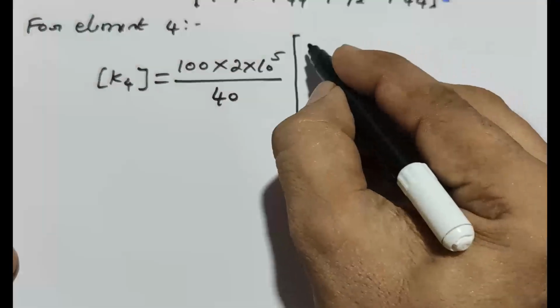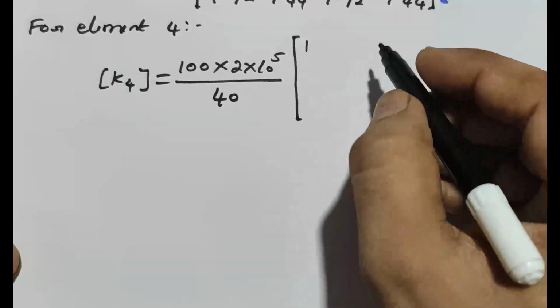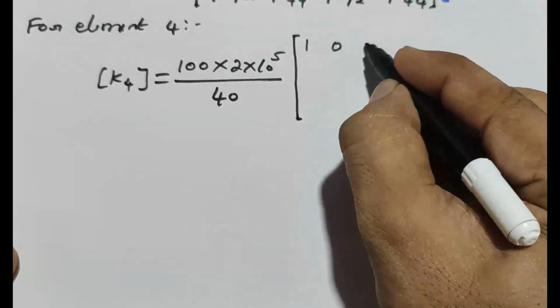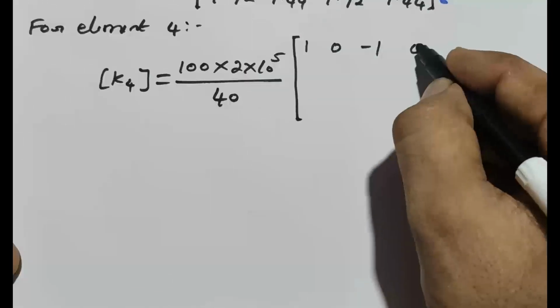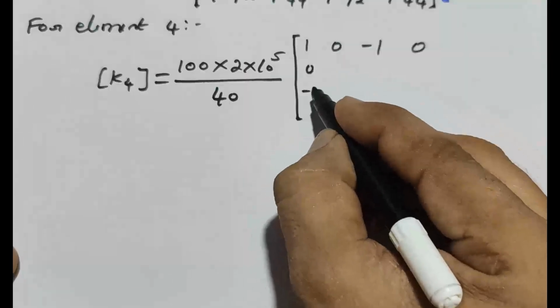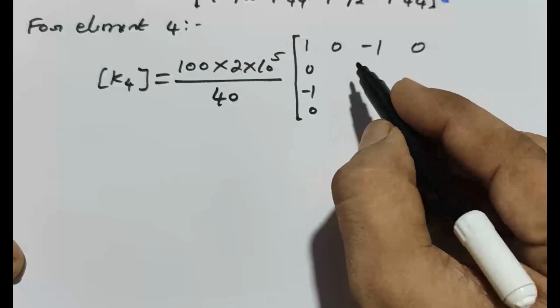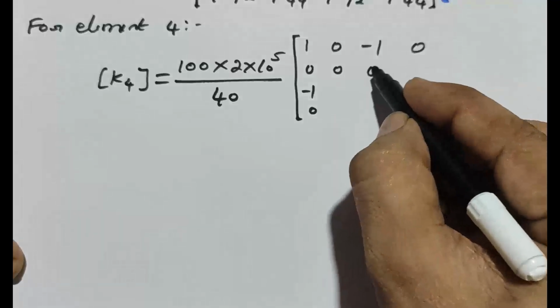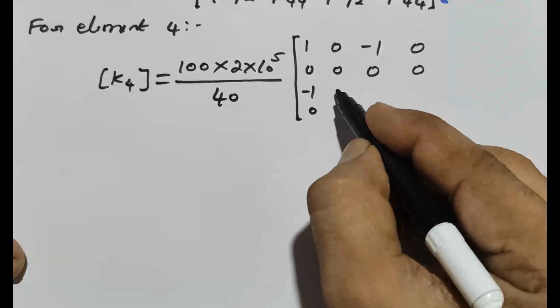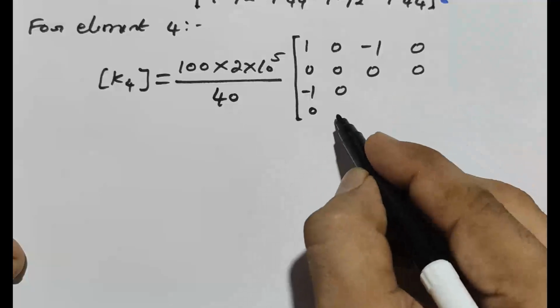L square is 1, LM is 0, minus L square it is minus 1, minus LM is 0. Here I can write 0, minus 1, 0. Next we need M square. M square is 0. Minus LM is 0, minus M square is 0. Due to symmetry, here I can write 0, 0.